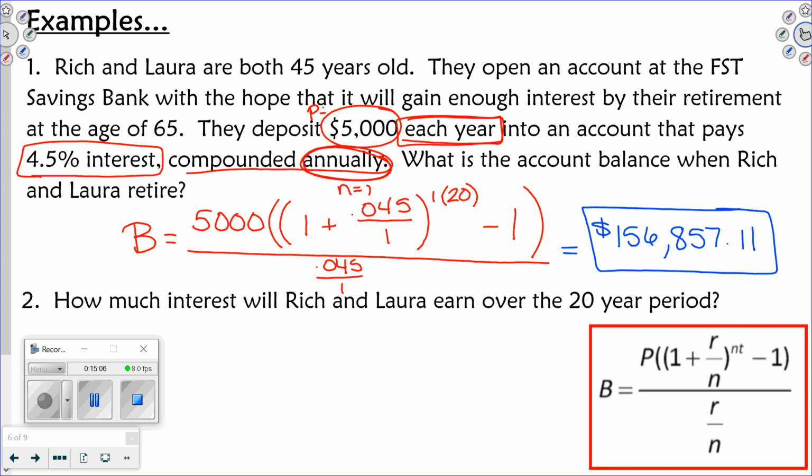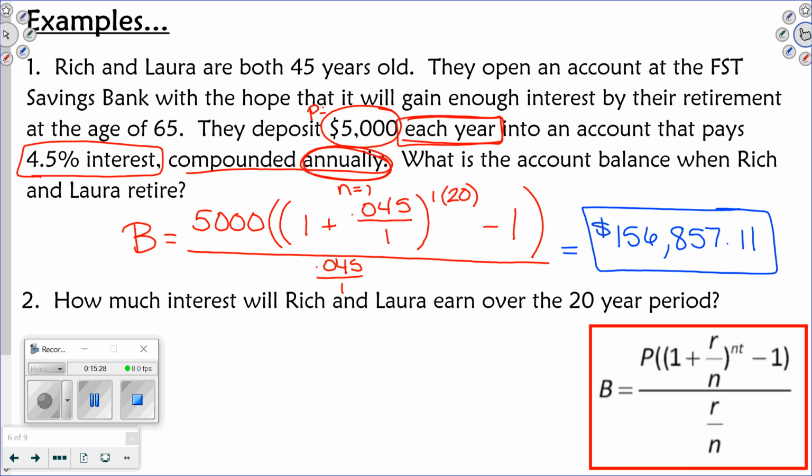All right, guys, take a look. I want you to look at your answer because some people freak out and they're like, they put $5,000 in and they end up with $156,000. How often are they putting $5,000 in? Every year. So you got to take that into consideration. So how much have they actually put in on their own?